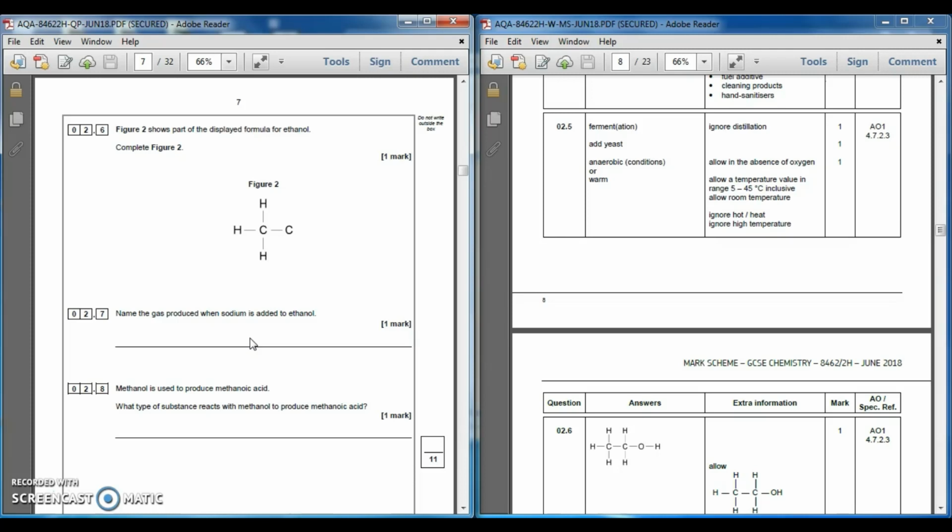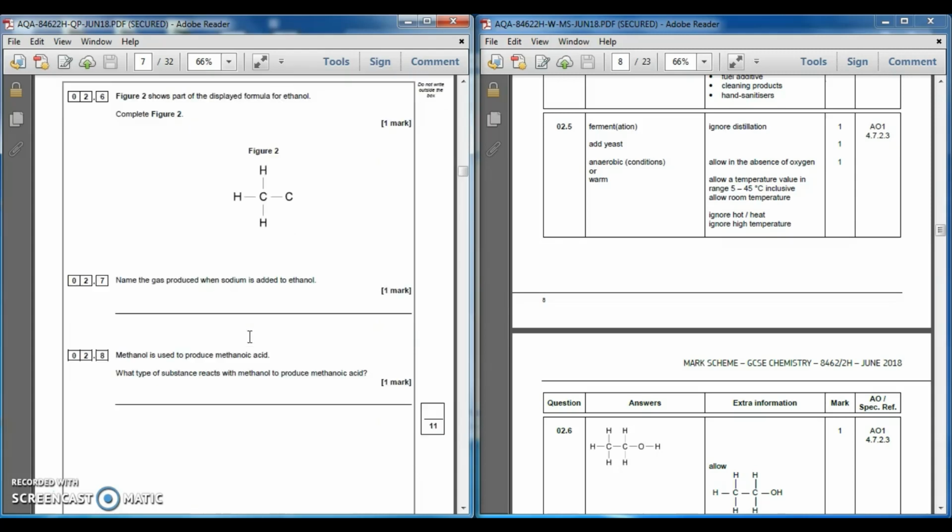2.6. For naming the gas produced when sodium is added to ethanol. So this bit's quite a small bit of the curriculum. We did show this one happening. It's hydrogen. They could have been slightly harder on this one, where they could have asked you to name the product of it, which in this case would be sodium ethoxide. Which is just one of those little random facts that I remember telling you that they could well ask you about this reaction. They could ask you to name this.